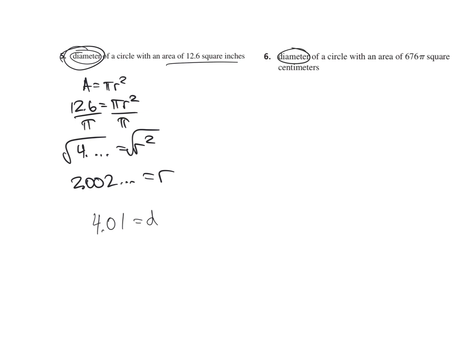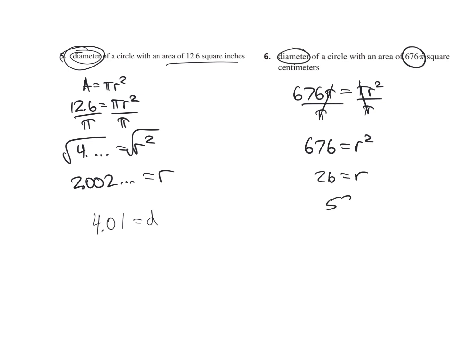Number 6, we want the diameter again, so 676 pi is the area, equals pi r squared. So we divide by pi. Both pi's reduce out. So 676, take the square root of 676, and that gives you 26 for the radius and 52 for the diameter, 52 centimeters.